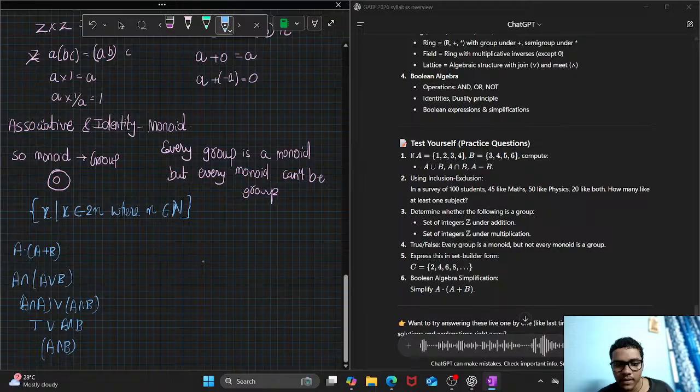And for the set builder form, for all x belongs to 2n, where n is a natural number. And I have simplified that. I got a plus b. I mean, sorry, ab, right? I got a and b.